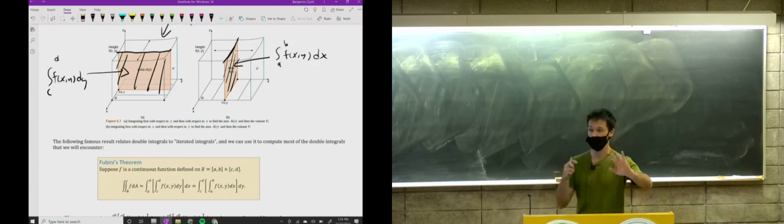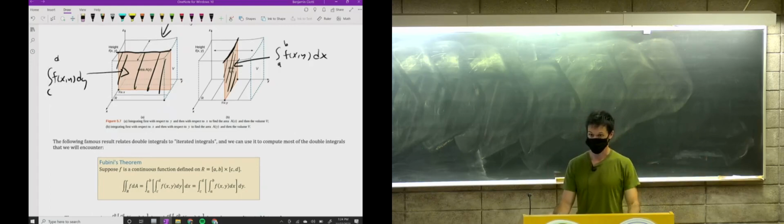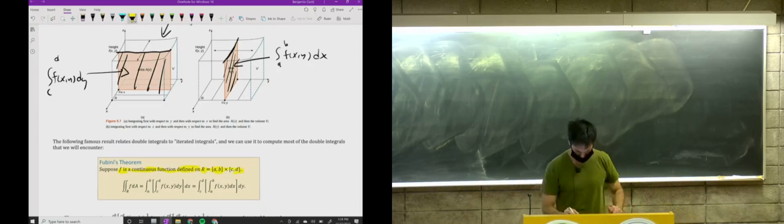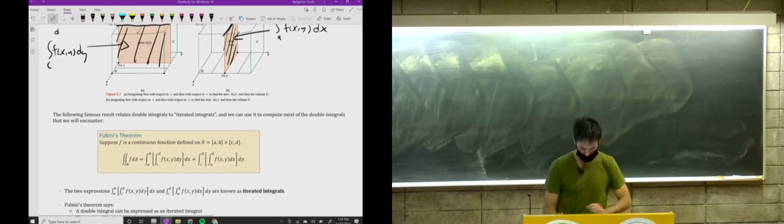It turns out, by the way, to have a much more general version than the one that I'm showing you here now. But here's what it says. Suppose that f is a continuous function defined on some rectangle R equals [a,b] cross [c,d]. Then the double integral of f over R is equal to the following.